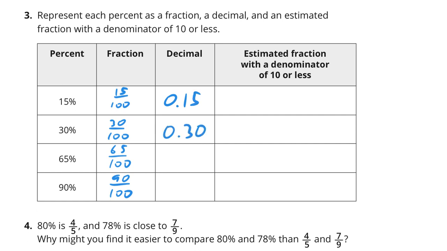0.15, 0.30, 0.65, and you actually don't need to put the 0 on the end. You could just put 0.9. We could have done the same thing for 0.3. Now we need an estimated fraction with a denominator of 10 or less.